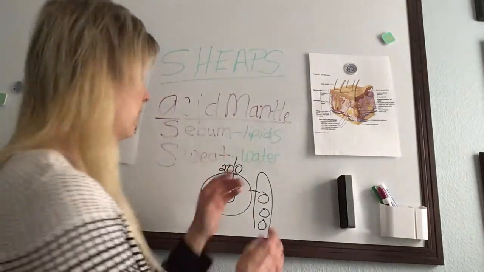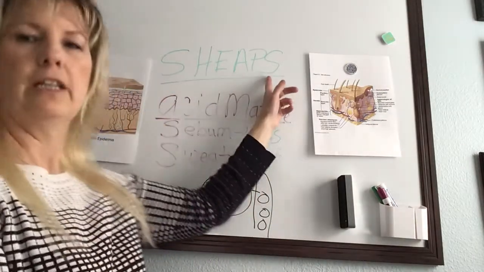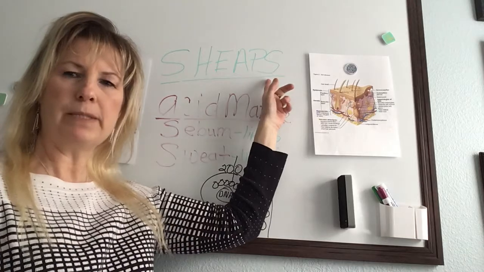We're going to talk about each of these in detail, but I just want to show you, I have a little acronym right here called SHEEPS. SHEEPS is what I use to remember those 6 functions. Hopefully that'll help you. I know it's kind of weird, but it works for me.